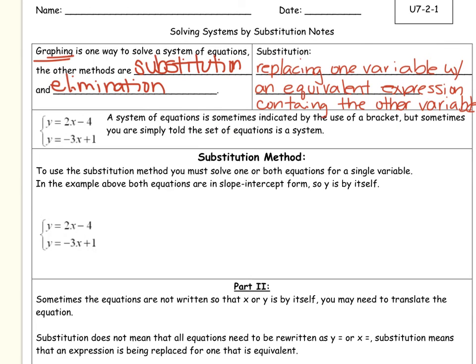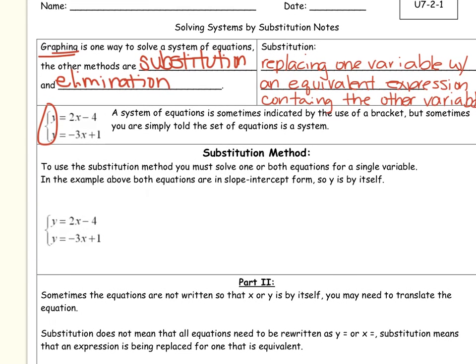So sometimes a system of equations is indicated by the use of a bracket, like these brackets here, or sometimes they just tell you that it's a system of equations. So we're going to take a look at the substitution method with this system right here, which is y equals 2x minus 4, and y equals negative 3x plus 1. So I know that y is equal to y.